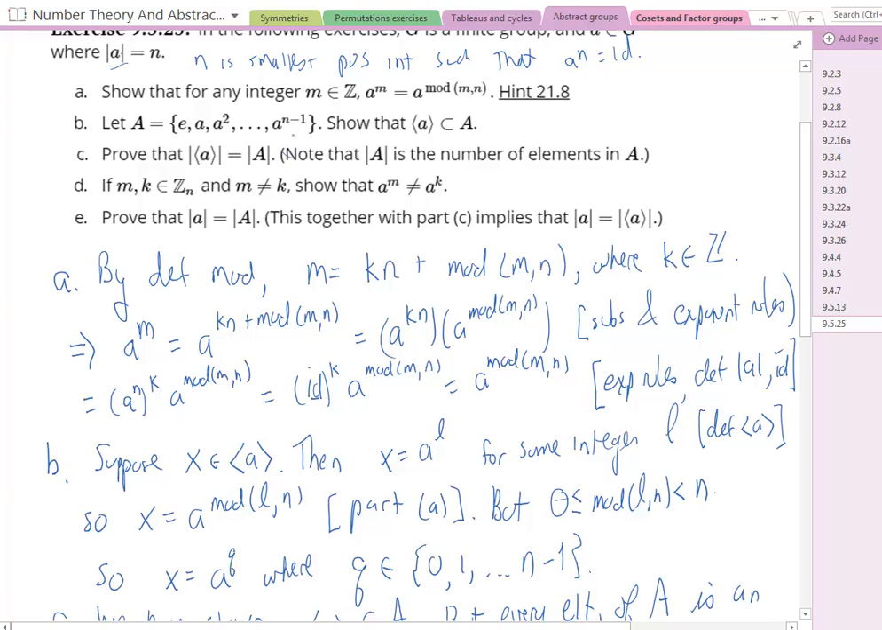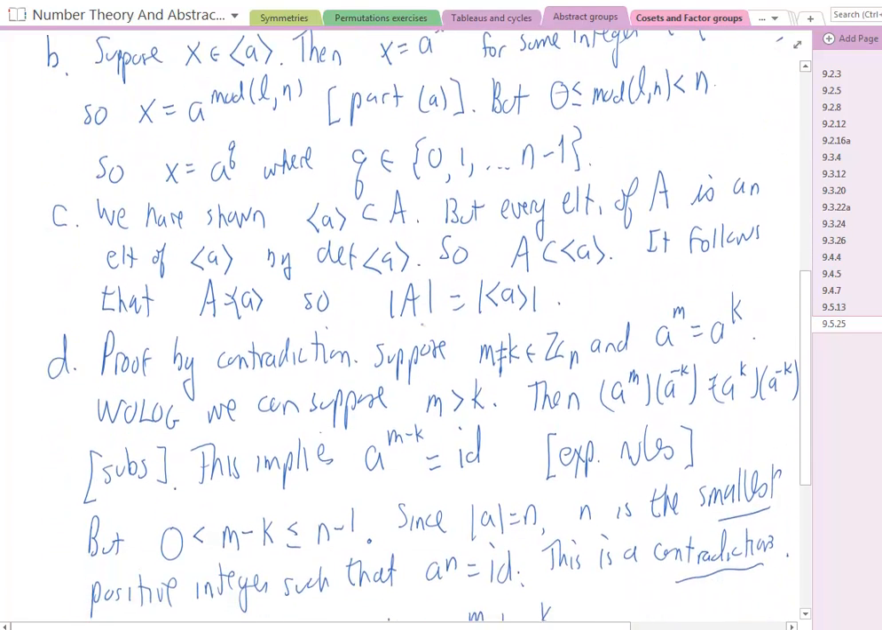All of these results here are different, because if I have a power that's between 0 and n minus 1, I always get different results for different powers. So that's kind of looking ahead, but this is what we want to show in this part, that a to the m is not equal to a to the k if m is not equal to k. All right, so let's go down and see how that works.